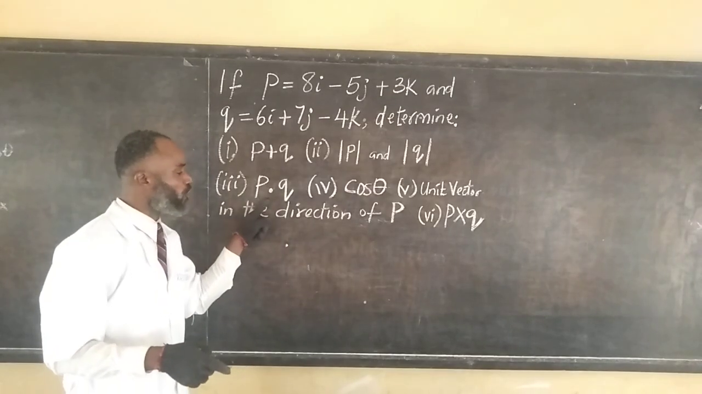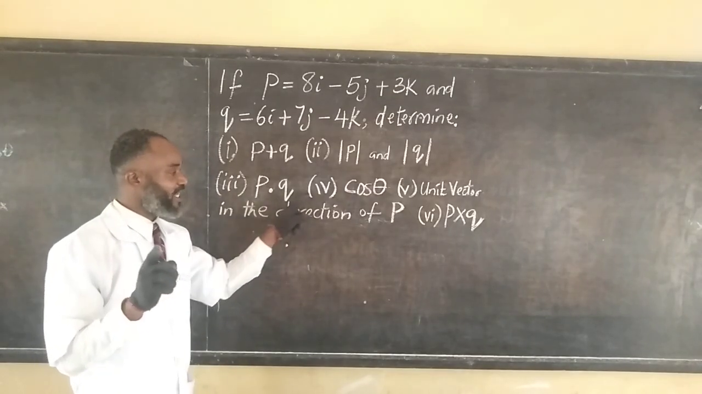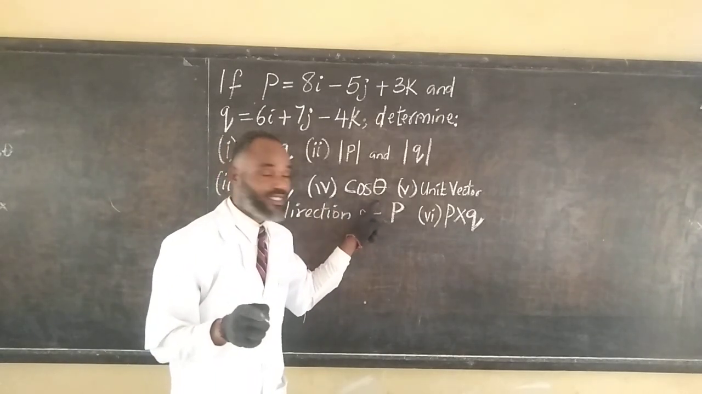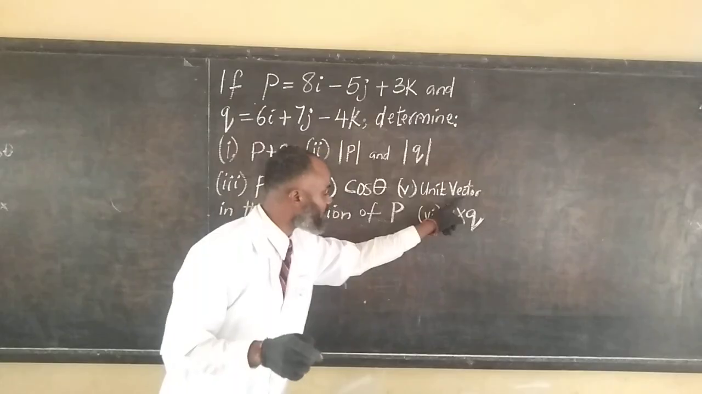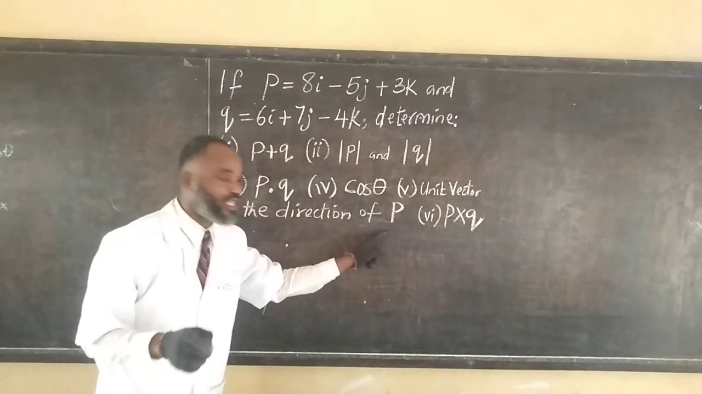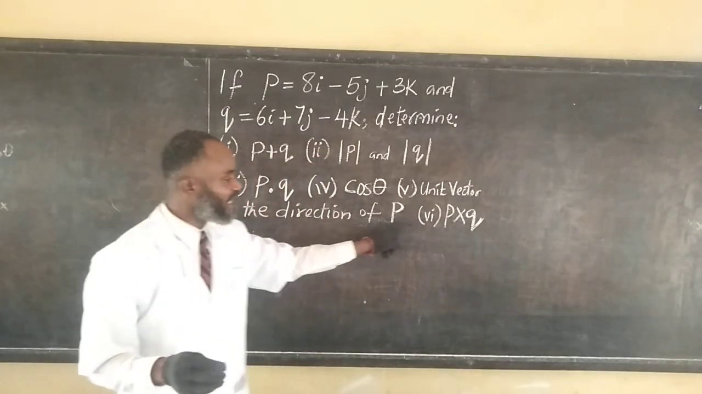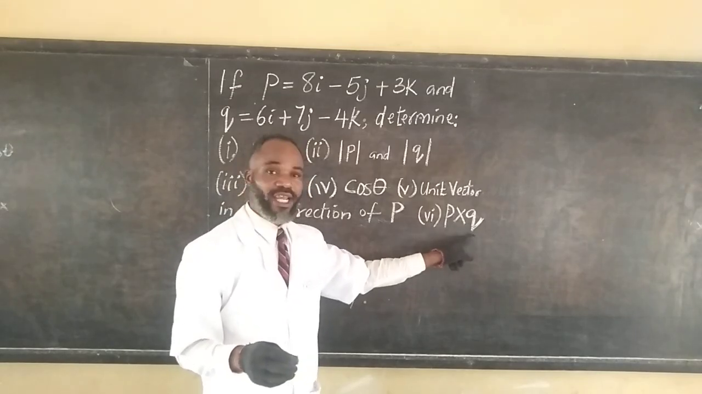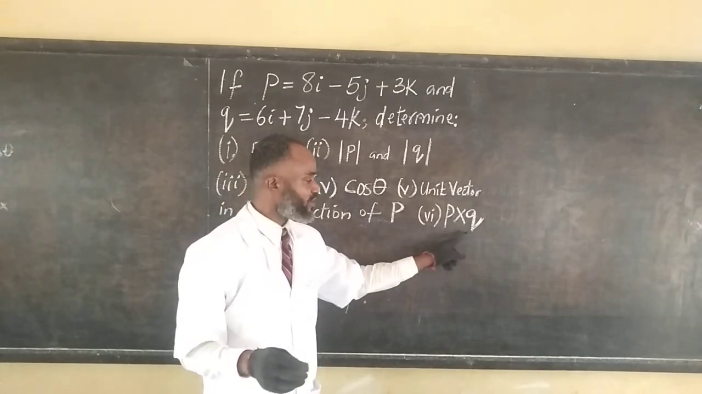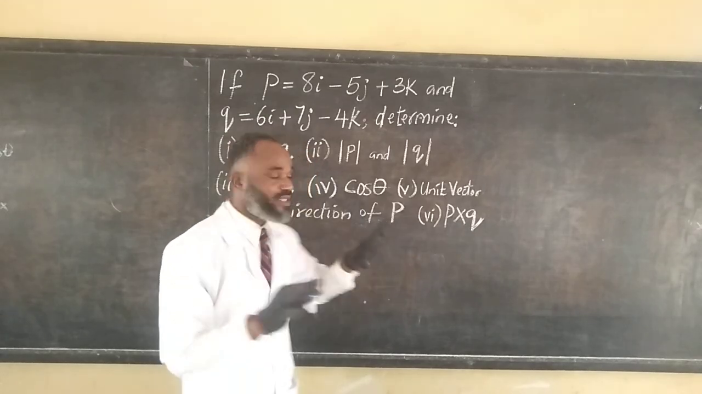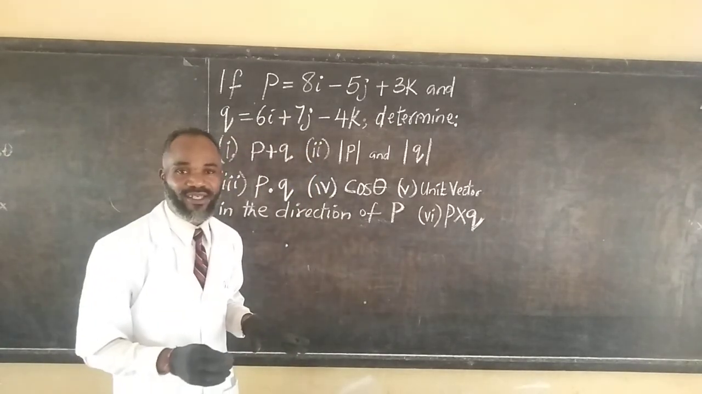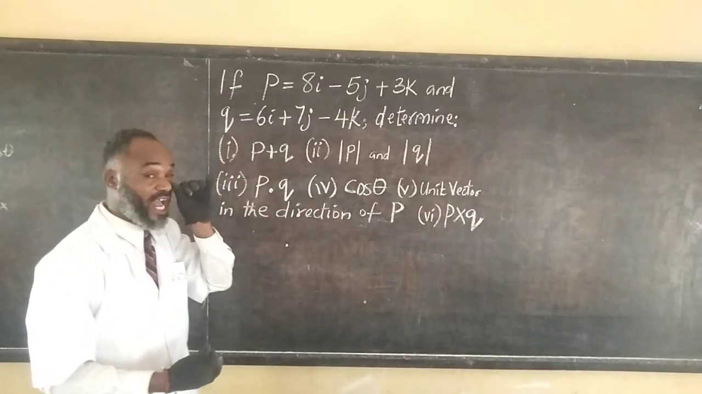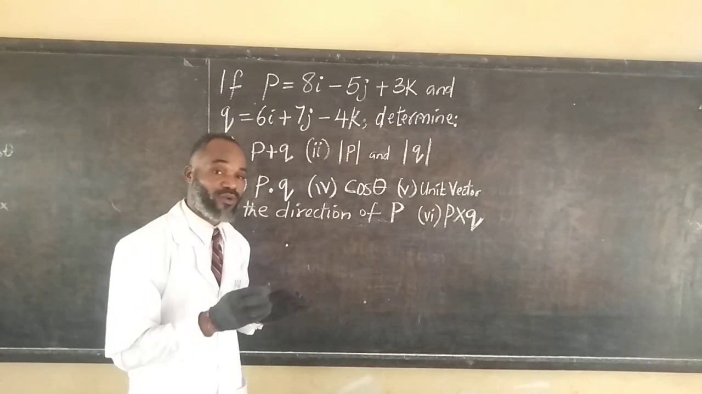(iii) P dot Q, can you see? And then (iv) cos theta. I repeat, (iv) cos theta. And then (v) the unit vector in the direction of P. And finally, the cross product P cross Q, okay? These are different questions coupled into one question. We are going to analyze them one after the other and arrive at their various answers.